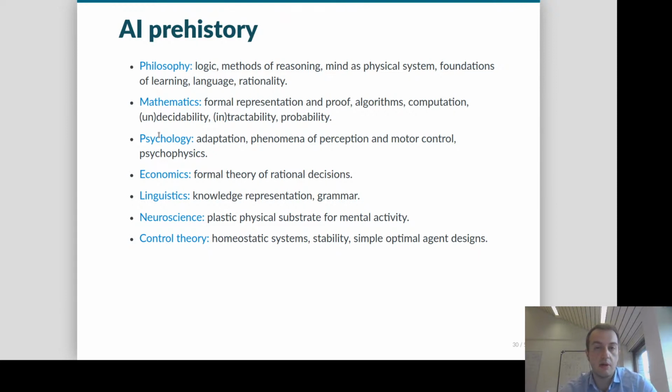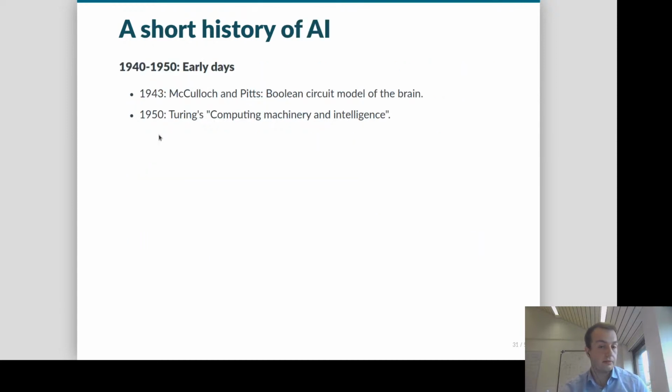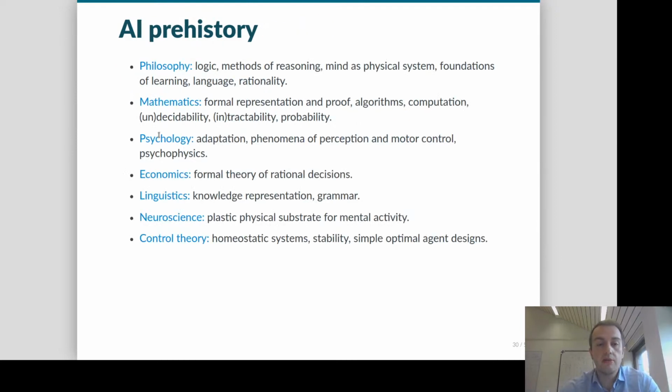We'll have a system or two systems, like an agent and an environment. Then you want to take actions, and you will have some feedback from the environment. So all these things are really important concepts when it comes to AI. Okay, so this was really the prehistory of AI, I would say.